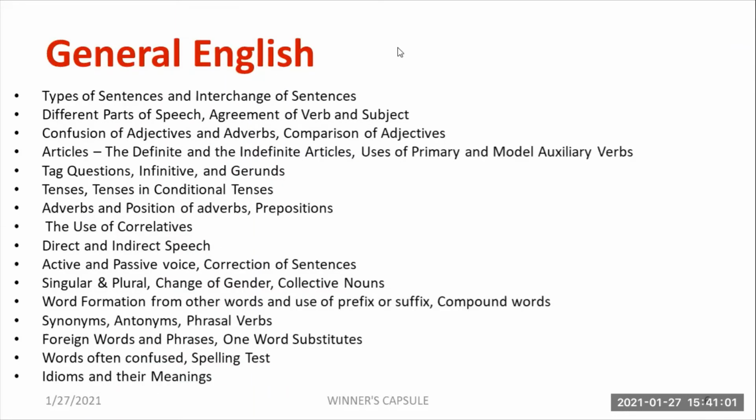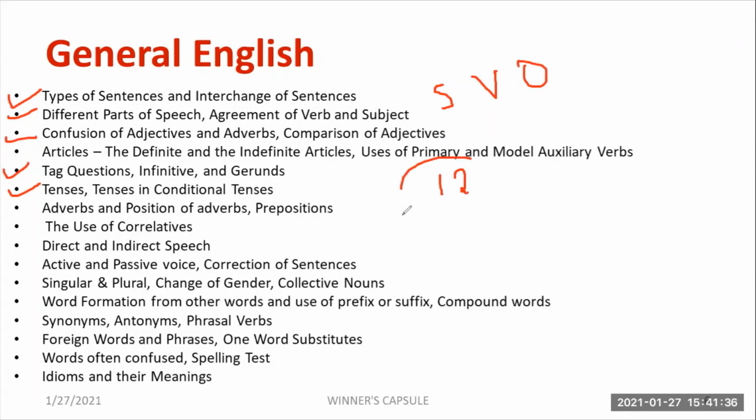In English, you can expect different grammatical and verbal skills, types of sentences and interchange of sentences. You should know the pattern, active voice and how to convert active voice into passive voice. So parts of speech. Similarly, adjectives, adverb, comparison of adjective. Then articles, definite and indefinite article. Similarly, tense, you should have a good idea about tense. What are the different tenses available? 12 tenses, you should have a better idea.